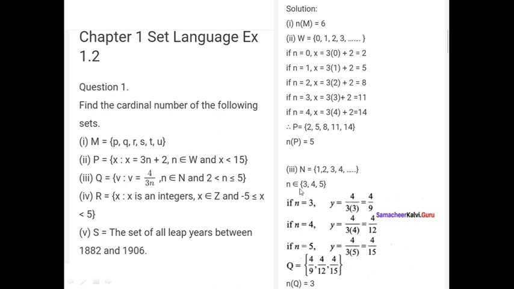For these three n values, find out what V is. When n is equal to 3, V equal to 4 by 3n. 3 of 3 is 9, so 4 by 9. When n is equal to 4, V equal to 4 by 3 of 4, so 4 by 12. When n is equal to 5, V is equal to 4 by 3 of 5, which is 15, so 4 by 15. So what are the possible Q values? 4 by 9, 4 by 12 and 4 by 15.